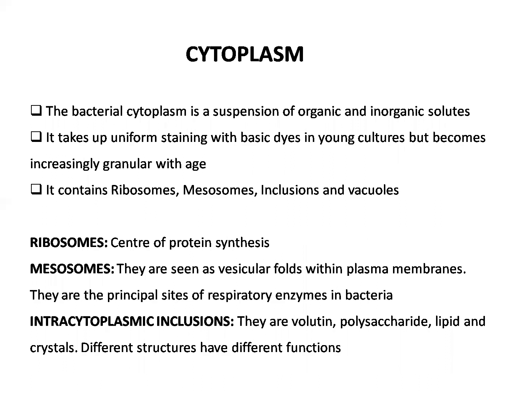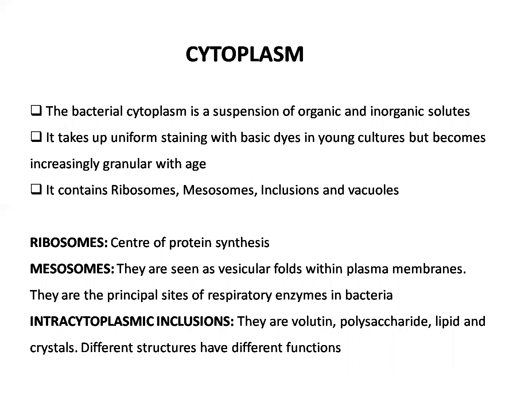About the cytoplasm, bacterial cytoplasm is nothing but a suspension of organic and inorganic solids. It's just like something floating in water. It takes up uniform staining with basic dyes in young culture, but becomes increasingly granular with age. It contains ribosomes, mesosomes, inclusions, and vacuoles. Definitely, all of you have gone through your biology textbooks in class 9, 10, 11, 12. So you know about ribosomes, mesosomes, inclusions, and vacuoles.